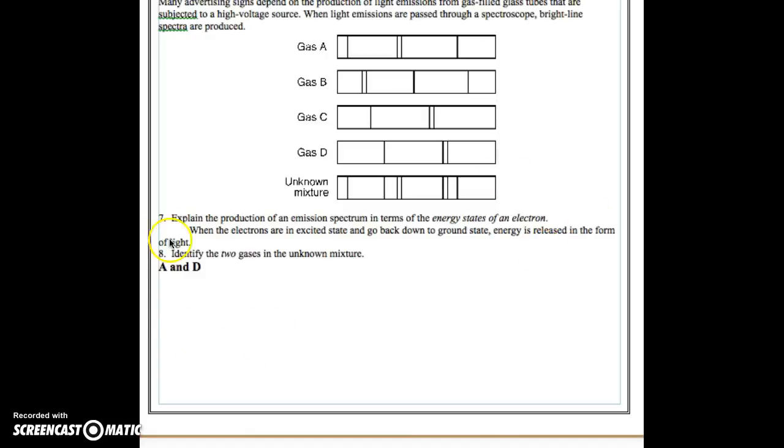And for this last question, we were looking for gases A and D. So all the lines in B are not appearing there. So we wouldn't say B. The lines for C are not appearing in our unknown mixture, so just gases A and D.